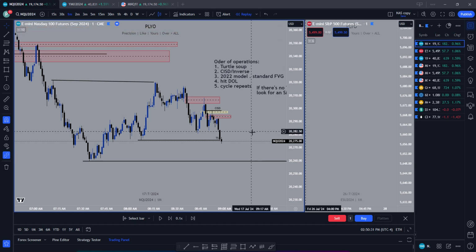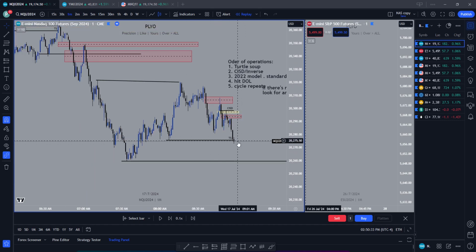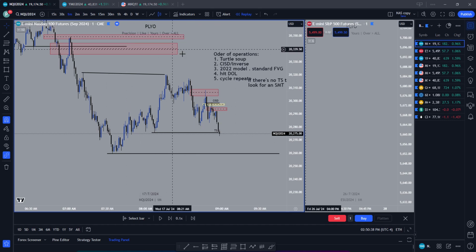But I hope you guys can see how this stuff works, like on multiple time frames, and how it all works together.